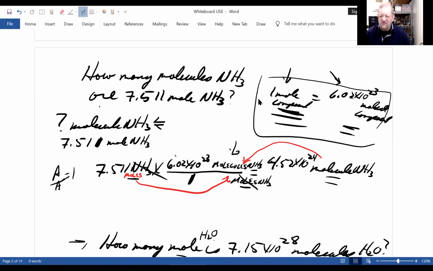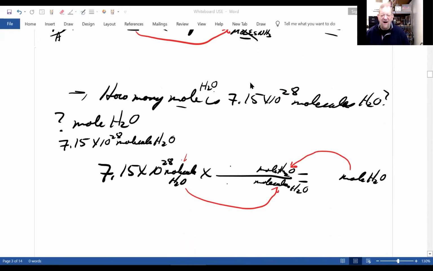Remember, when you have two things equal, you have two ratios, A over B and B over A. If A equals B, which in this case, 1 mole of a compound equals Avogadro's number. Somebody's getting ahead of me. All right, now, therefore, where do I get these numbers that go here? 1 mole of a compound equals how many molecules? 6.02 times 10 to the 23rd.